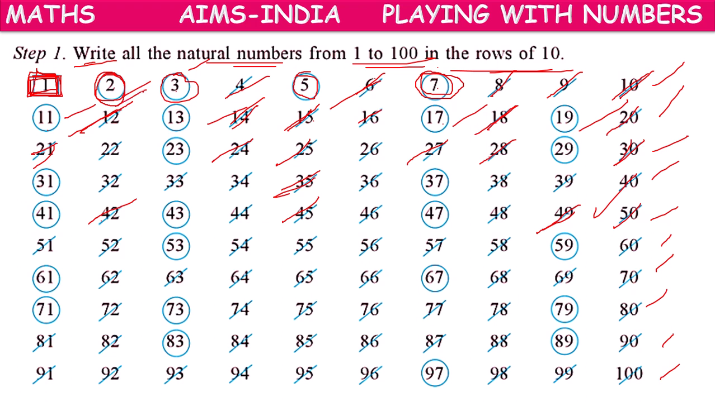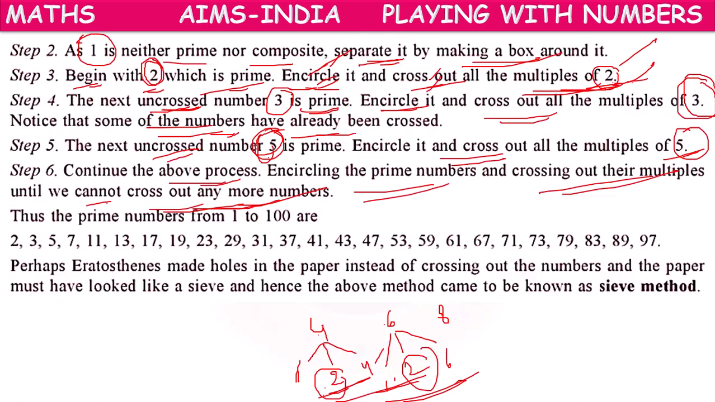The numbers which are not struck out will be kept in circles, and the numbers which are in circles will be considered as prime numbers between 1 to 100. So like this, all these numbers up to 97, we got prime numbers.